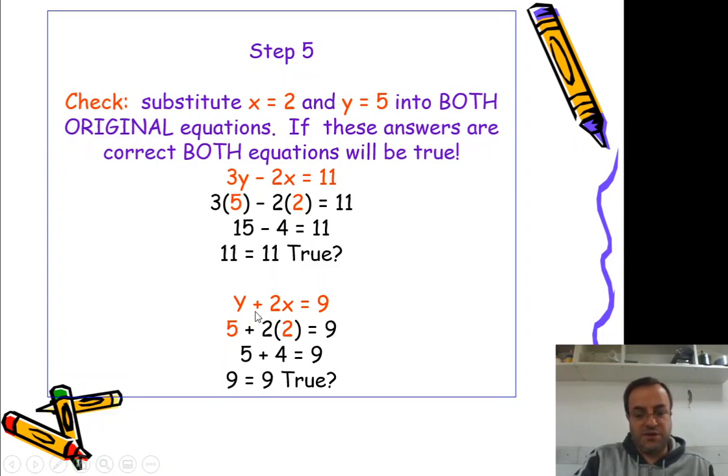And in the second equation, y plus 2x equals 9, instead of y 5, instead of x 2, and we get 9 equals 9, true. So the solution of the system is (2, 5): abscissa 2 and ordinate 5. It's easy. سهل كتير. سهل كتير.